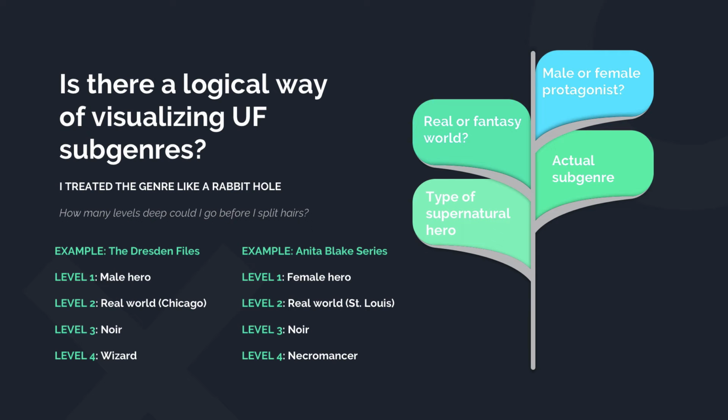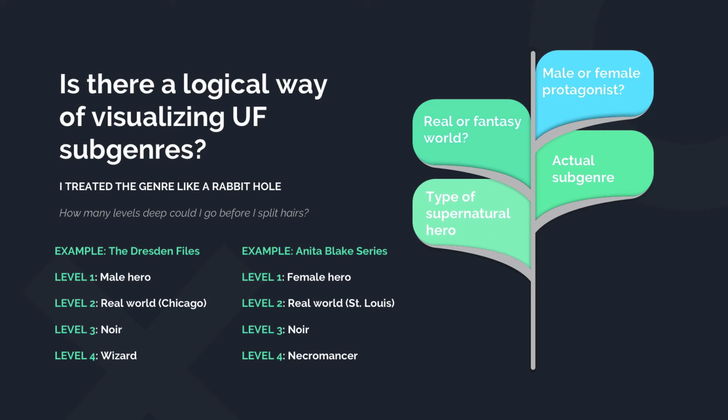So how Dresden and Anita Blake are different is that Dresden is a male hero and Anita is a female hero. They both share a commonality in that they take place in the real world, in major cities in the United States. They both share the crime noir subgenre, although they have slightly different tones, right? The tone of Anita Blake is a different color than the tone of Dresden.